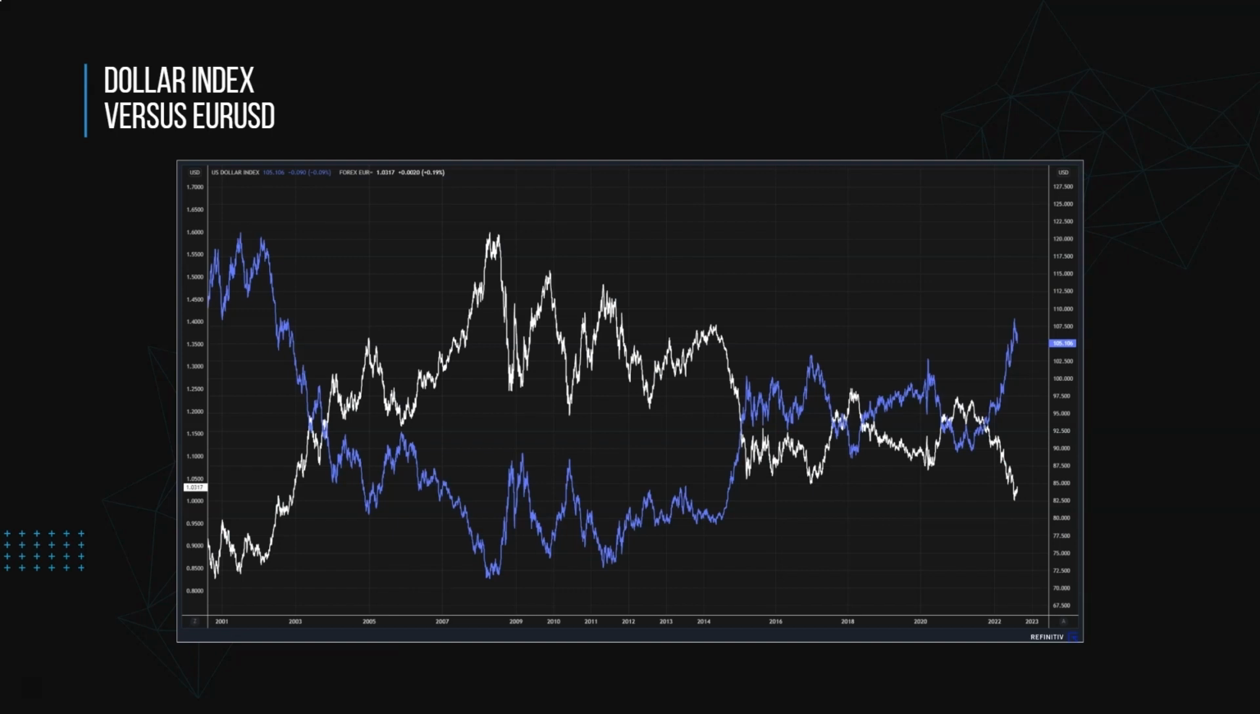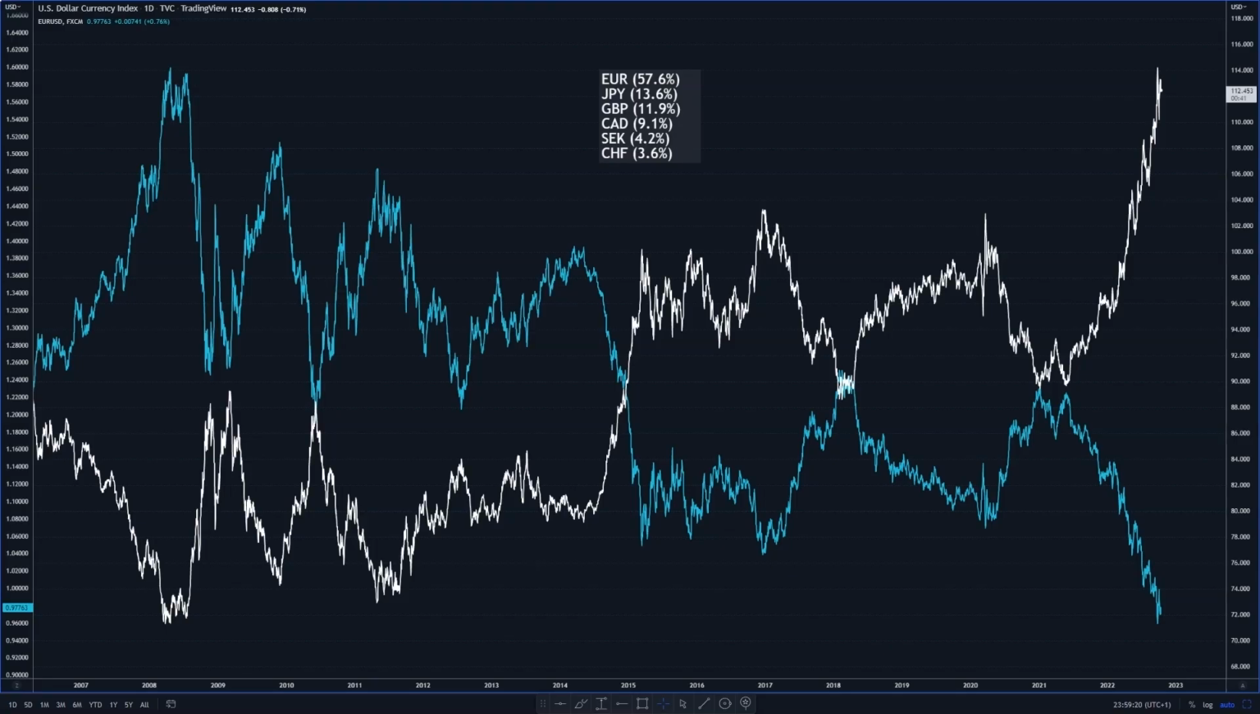Now, in terms of correlations, apart from the BTP Bund spread, the other correlation to pay attention to is that of the dollar index, or the DXY. Now, the dollar index is a weighted index that measures the value of the dollar versus 6 other currencies, namely the euro, Swiss franc, yen, Canadian dollar, sterling, and Swedish krona. Now, the weighting of the index matters. We can see on this chart that the euro has by far the biggest weighting at 57.6%. So that means that any sudden moves in the euro-dollar currency pair can drastically impact the DXY.